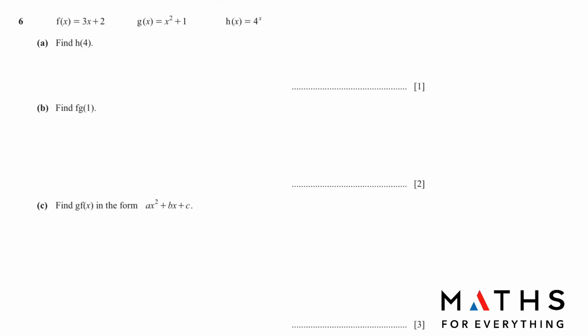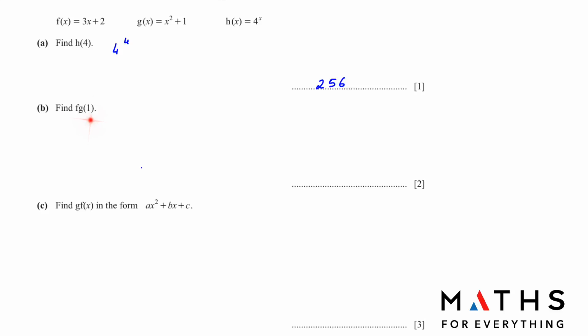Question number 6 is a function question. We have been given 3 functions. And the first one is find h of 4. It just means in the function h of x, wherever there is x, we replace it with 4. And that will give us 256.